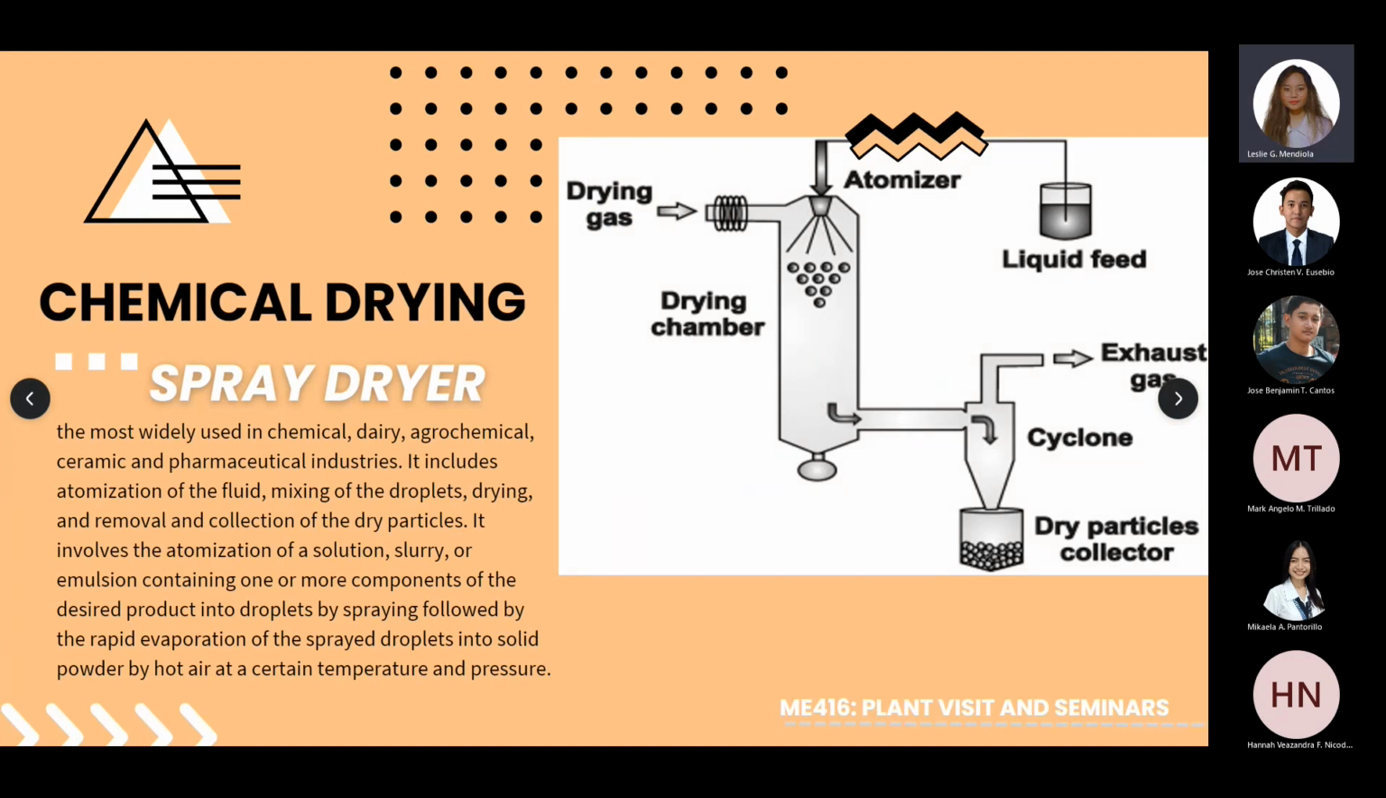Next naman ng method of drying, chemical drying. So, under ng chemical drying, we have spray dryer, the most widely used in chemical, dairy, agrochemical, ceramic, and pharmaceutical industries. It includes atomization of the fluid, mixing of the droplets, drying, and removal and collection of the dry particles.